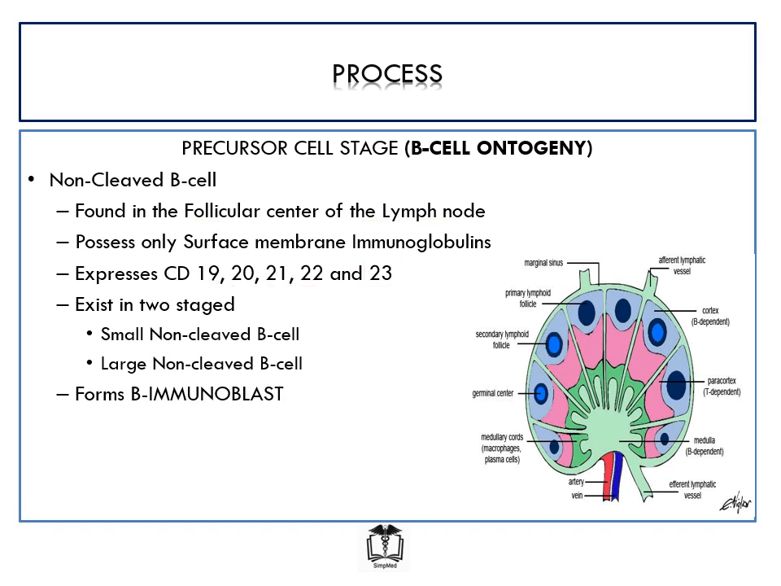The non-cleaved B cells are also found in the follicular center. They also possess the surface membrane immunoglobulin and also possess CD19, 20, 21, 22, and 23 that we got from antigenic stimulation. And then the non-cleaved B cell also has two major stages. It has a small non-cleaved stage and a large non-cleaved stage. Then it undergoes further maturation to give rise to the next stage under lymphopoiesis, which is what we call the B immunoblast.